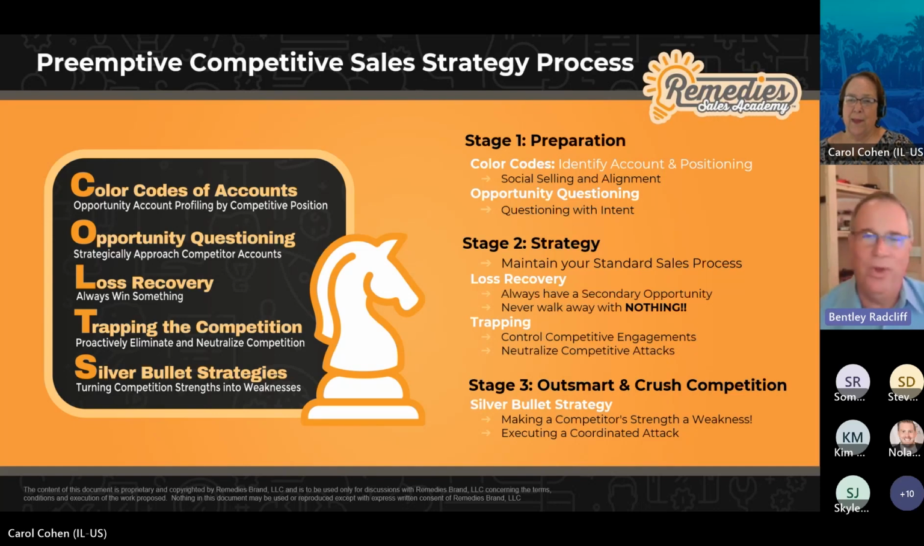Stage 2 is where the real fun happens, and that's strategy. Now, I've got 2 strategy concepts in here. One I call loss recovery strategy, and the other one I call trapping. Loss recovery strategy is that you never want to walk away from a deal with nothing. So let me explain this. This all just adds to your standard sales process.